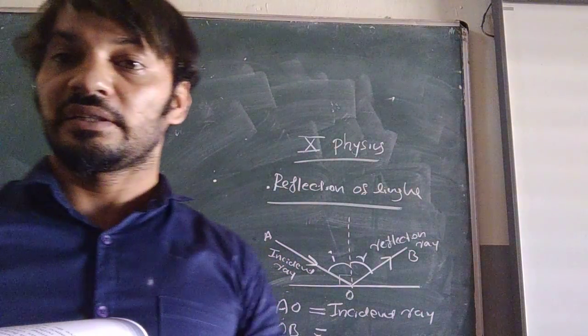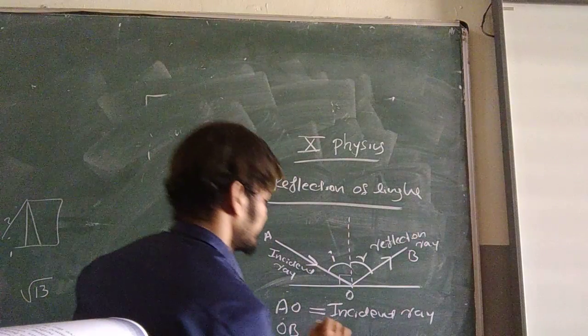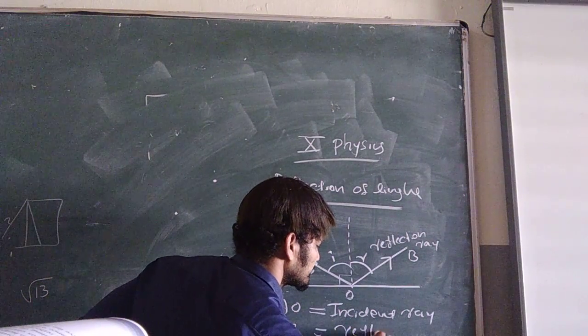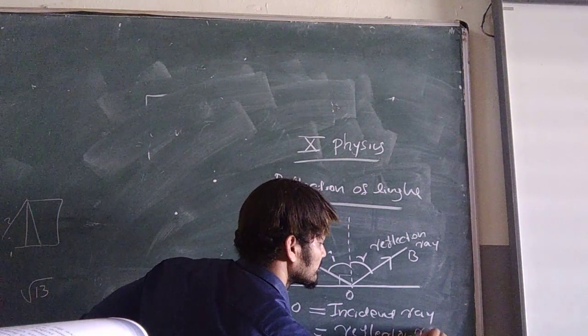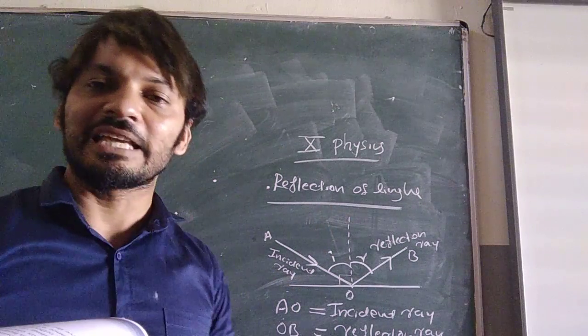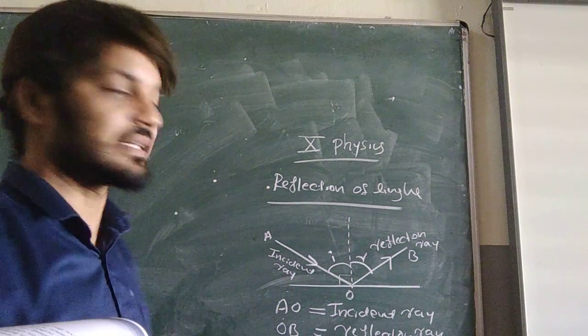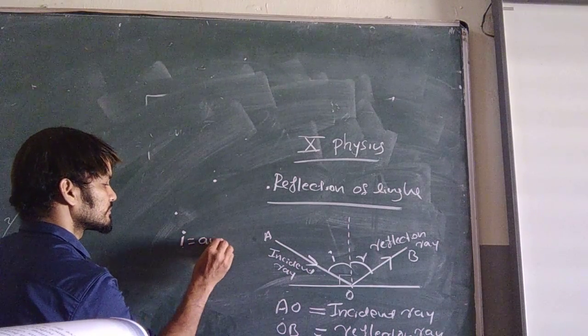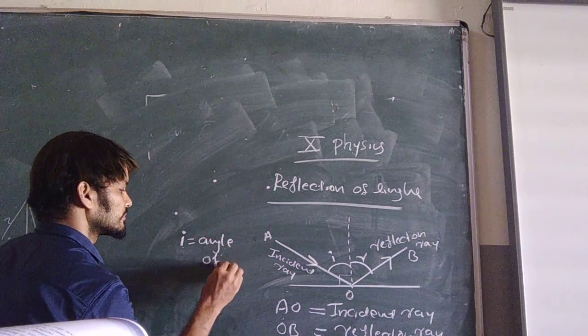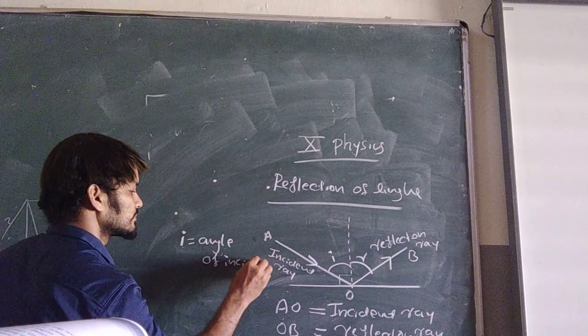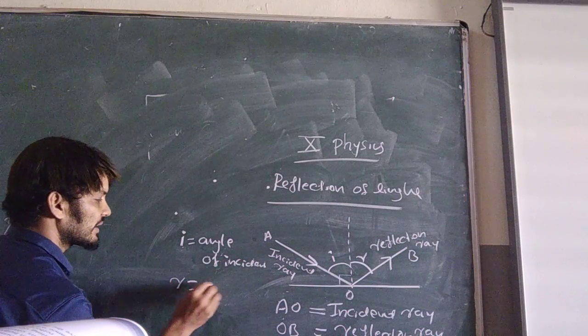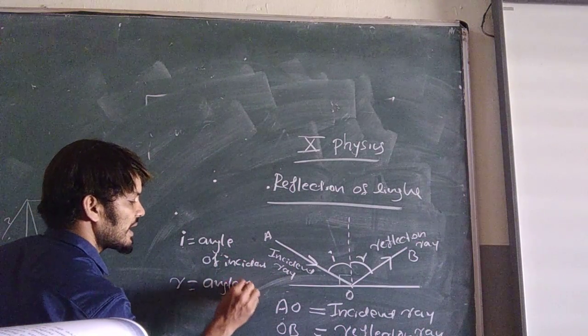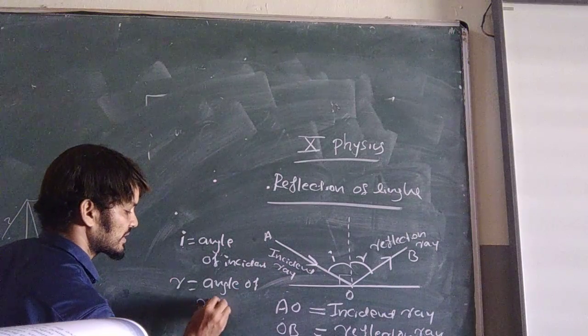OB is known as the reflection ray. And I is known as the angle of incidence. And R is known as the angle of reflection.